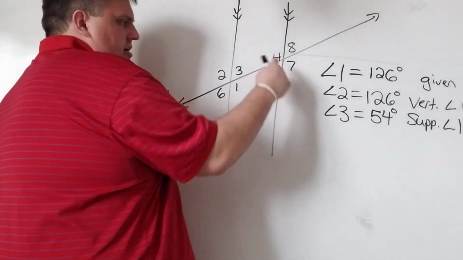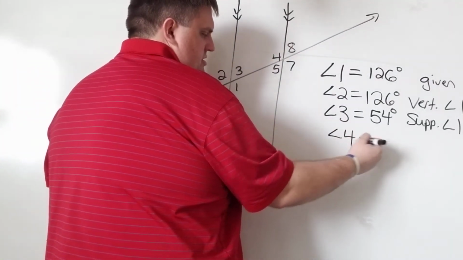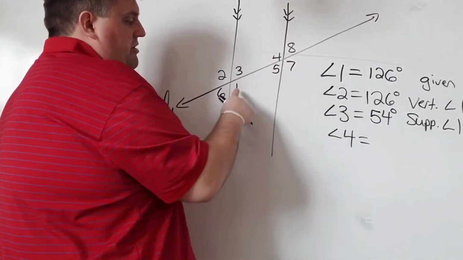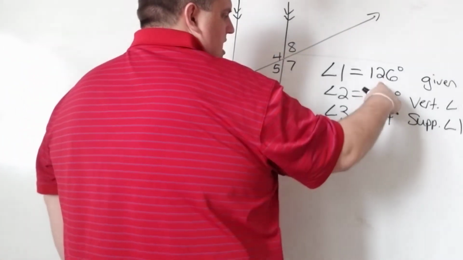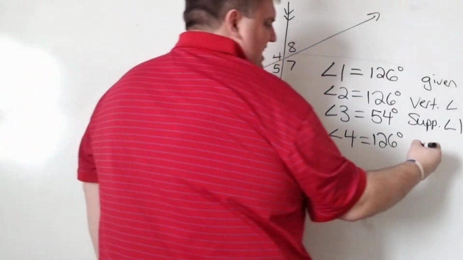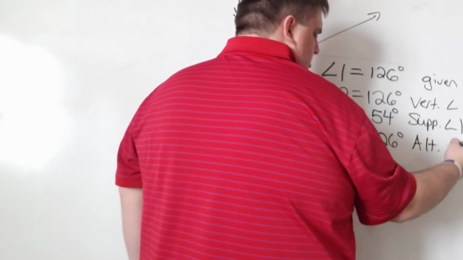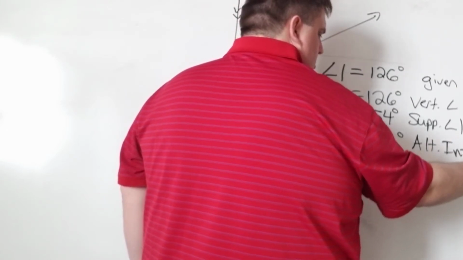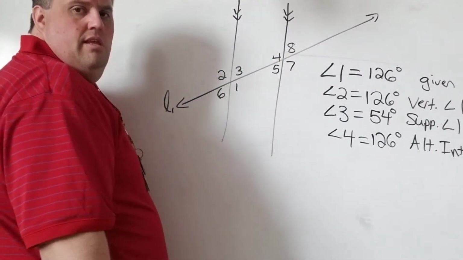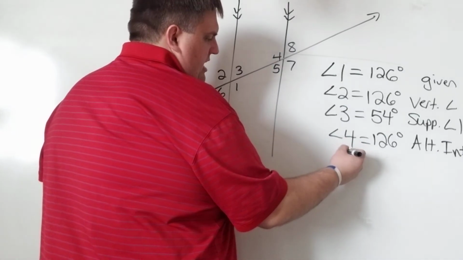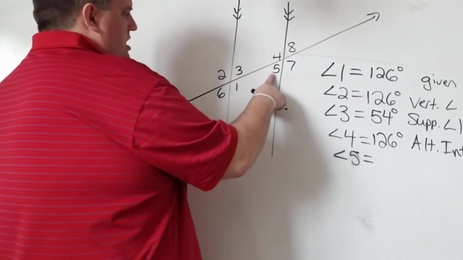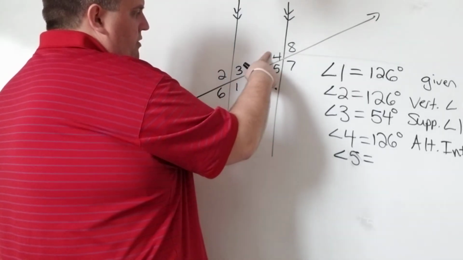Angle 4, we can go to angle 4. I know that angle 4 and angle 1 are related, or 2, but I'll use 1. So angle 4 is going to be the same as angle 1. They're congruent because they are alternate interior. So alternate interior to angle 1. So far we've only used angle 1, which is pretty cool. Angle 5, we cannot use angle 1 for angle 5. But we could use angle 4. That's a good idea.